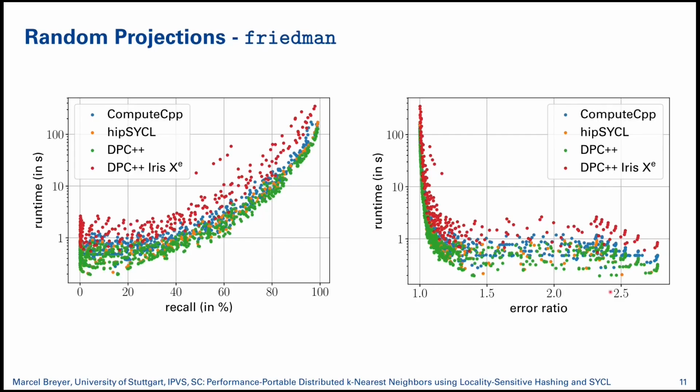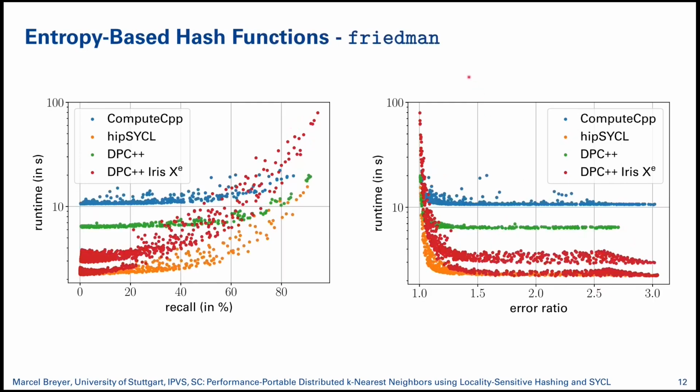Now switching to the entropy-based hash functions, again with the Friedman dataset, we can see that the overall runtime characteristics are the same. Increasing the recall drastically increases the runtimes. However, this time, even though the same hardware is used, HIP-SYCL, DP-C++, and Compute CPP do not have the same runtime characteristics, because Compute CPP and DP-C++ both have a high static overhead of 6 and more than 10 seconds.